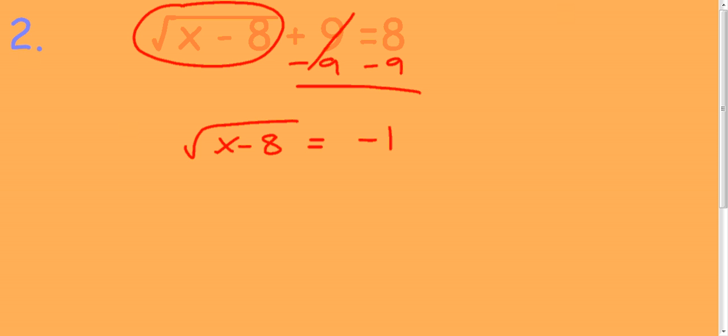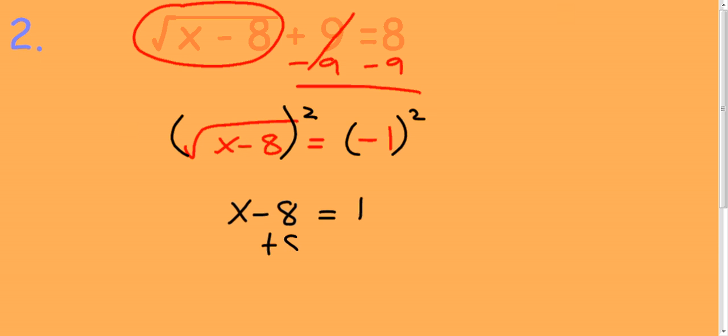Now I have the piece that's underneath the radical isolated, or by itself, on one side of the equal sign. So I'm going to get rid of it by doing the opposite. The opposite of a square root would be to square something. And so when you square the square root, they undo each other, and I just have x minus 8. And then negative 1 squared means negative 1 times negative 1, which is 1. And I will add 8. And it looks to me like x is supposed to be 9.